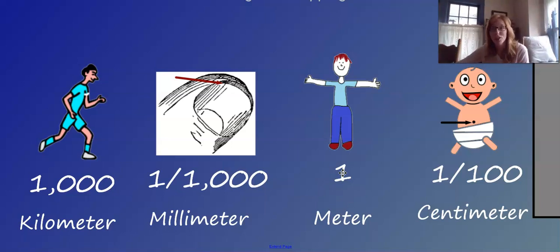That was hard to do. You really had to think about your prefixes and what they mean. So you have a centimeter, which is this size. You have the millimeter, which is this.